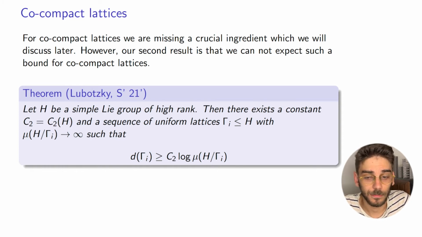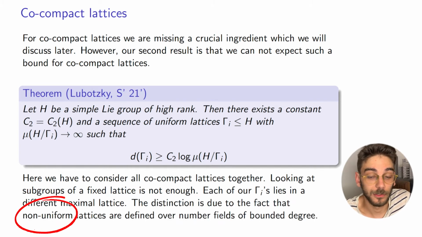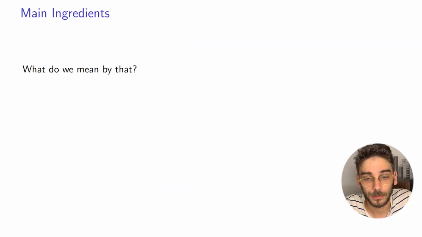And a nice feature of the proof is that we cannot look at subgroups of the same co-compact lattices. Each of the different gamma i's lies in a different maximal lattice. And this is the only way to generate these examples. This shows another distinction between co-compact and non-co-compact lattices, which comes from the fact that uniform lattices are defined over number fields of bounded degree. So what do we mean by that?